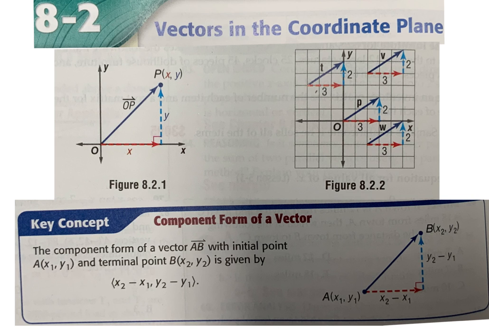We have what's called component form of a vector, which is kind of hard to read up there. The component form of a vector AB with initial point A, which is your x1, y1, and terminal point B, which is x2, y2, is given by x2 minus x1 and y2 minus y1. So you're basically just seeing how you moved, right? You're saying, well, I moved this many x's and I moved this many y's. And that's all component form is. Notice the notation for component form. It looks like kind of a broken parentheses, kind of a hard set of parentheses here. That's your component form.